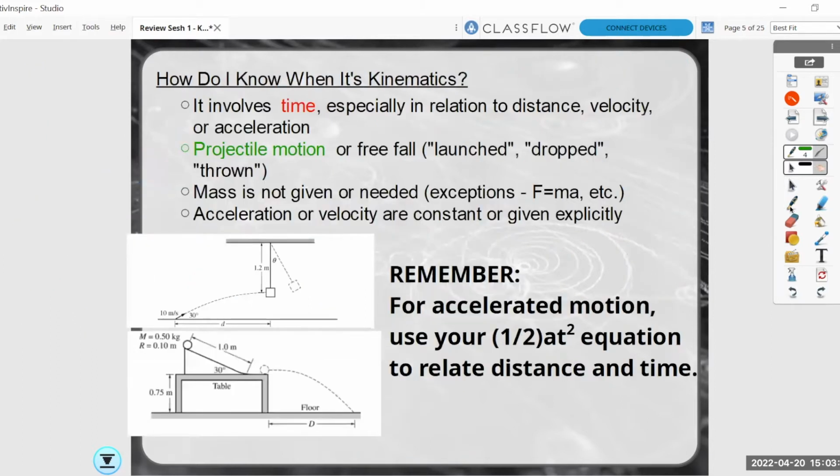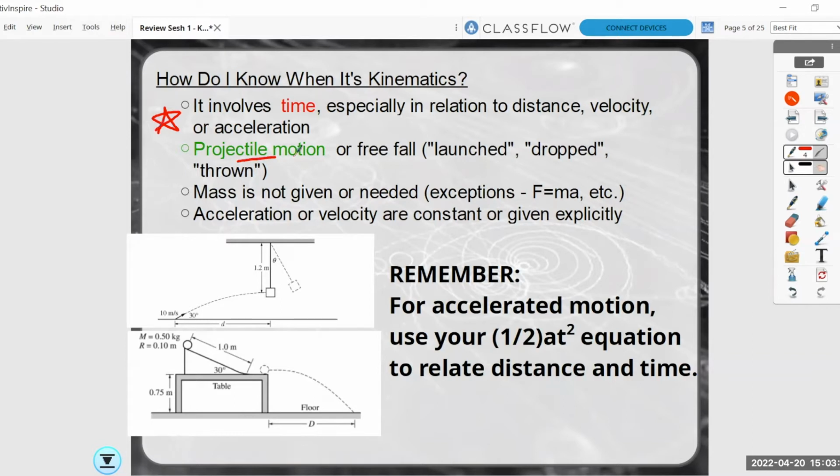How do I actually know when to do kinematics is a really important question. The most important thing here is that it involves time, especially in relation to distance, velocity, or acceleration. Where are we at t equals 4 seconds? How fast are we going? How long does it take to do x? Time is the hallmark of kinematics.